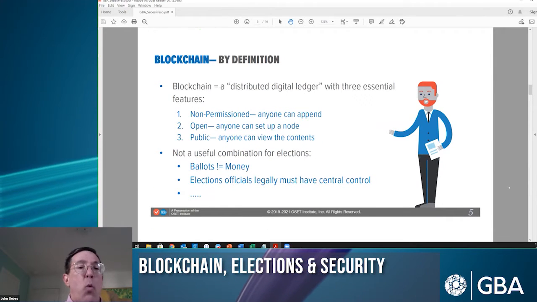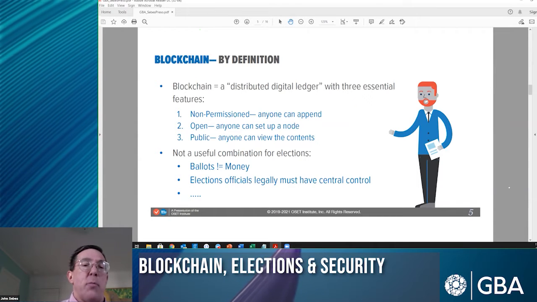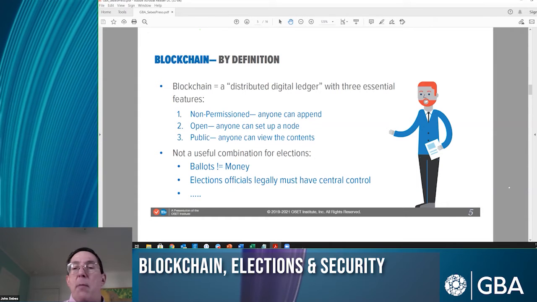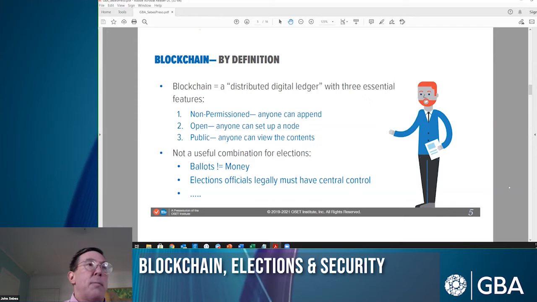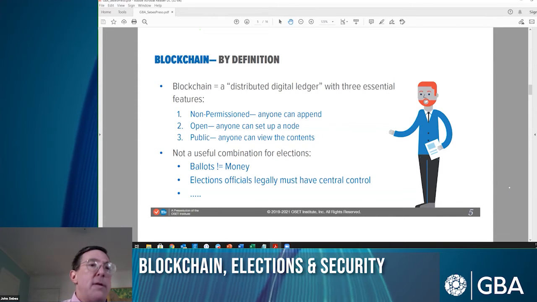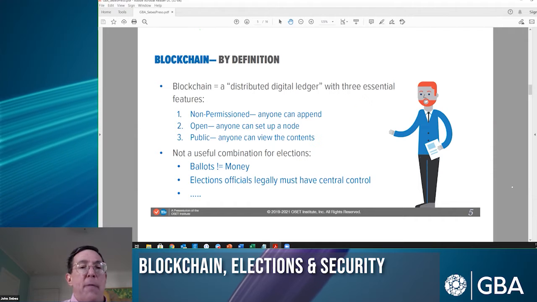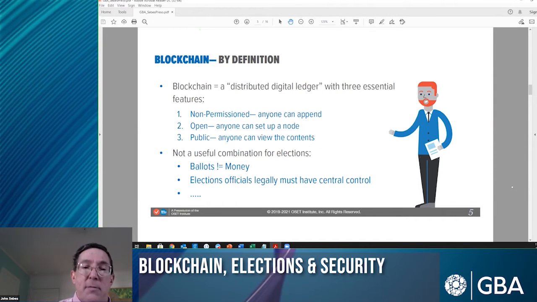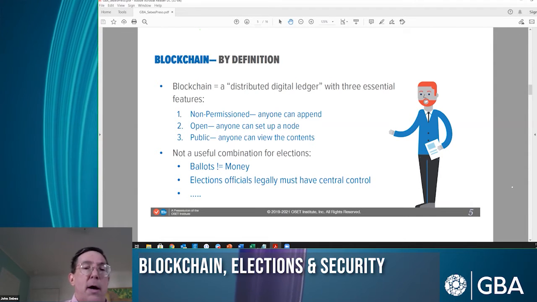So what do we mean when I say a blockchain has essential characteristics that are important for digital money? You can see that on the slide. I won't read them, but the general idea is, in a cryptocurrency blockchain, anyone can append to the chain, anyone can join the network and become part of the network, and anyone can view the contents. That's not useful for elections because ballots aren't money, and that's not useful for elections because election officials have to have central control. That's the law. Next slide, please, Jared.